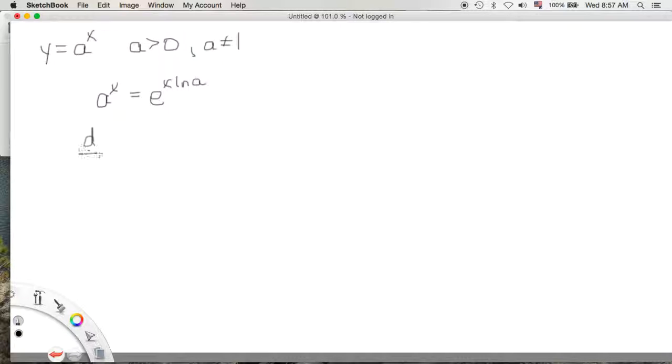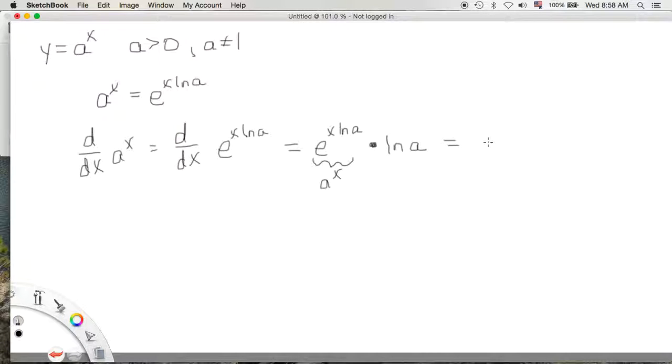So if we're taking the derivative of a to the x, then what we're doing is we're taking the derivative of e to the x times the natural log of a. So we know that the derivative of e to the u is just e to the u times the derivative of the u. Well, the natural log of a is just a number. So if you have a number times x, then the derivative of that is just that number. So since we know that this is a to the x, the derivative of a to the x is just a to the x times the natural log of a.